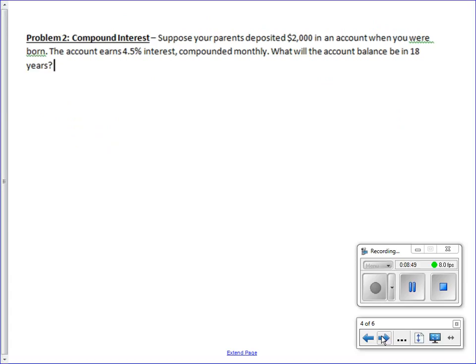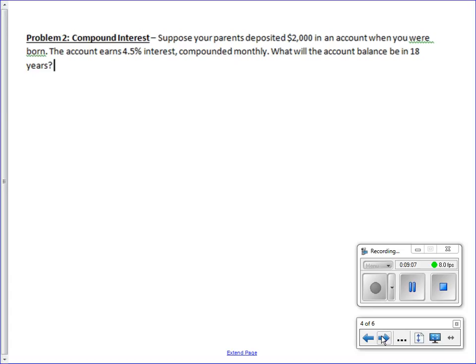All right, so problem 2. And by the way, I am not going to require you to memorize this formula. This is one that on a test I will give to you. I do not expect you to remember it.